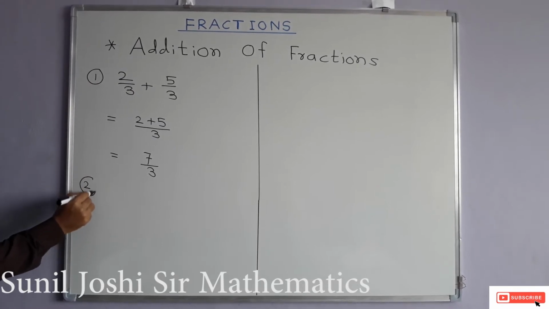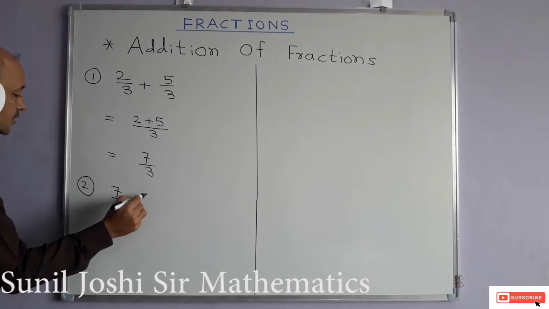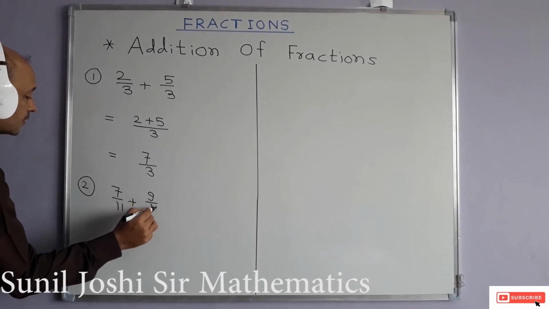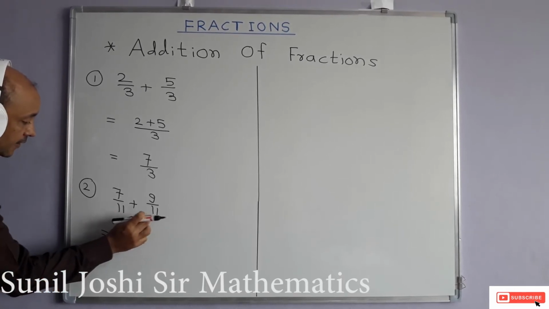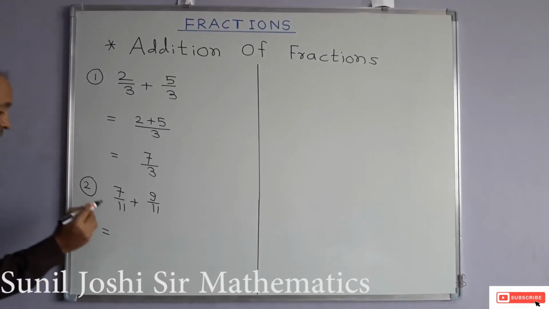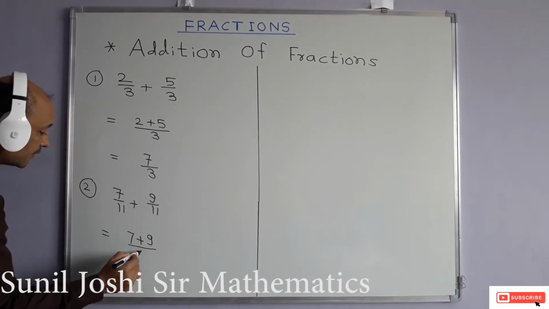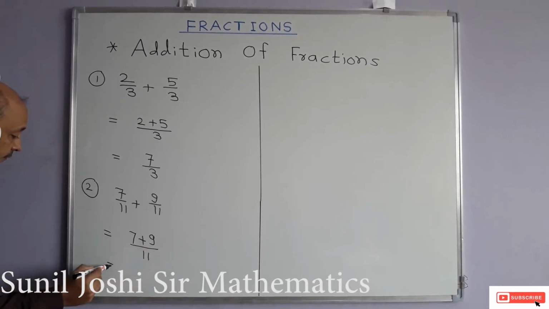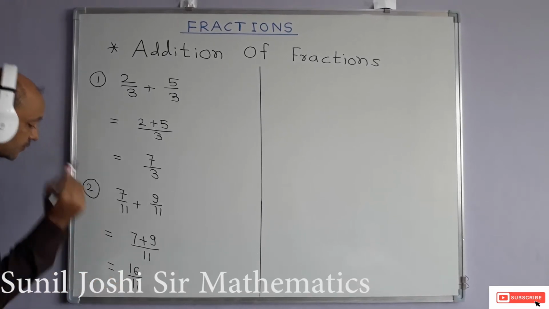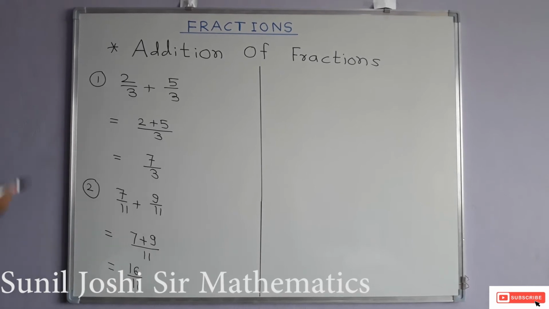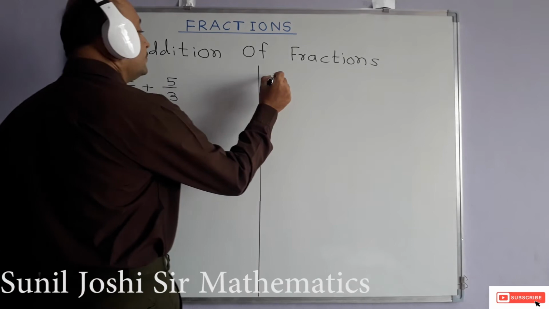Let us go to the second example. 7 upon 11 plus 9 upon 11. It's very easy because the denominators 11 and 11 are the same. We'll add the numerators. 7 plus 9 upon 11. And what is 7 plus 9? That is 16 upon 11, which is the answer. Yes. So let us go to the next example, that is example number 3.